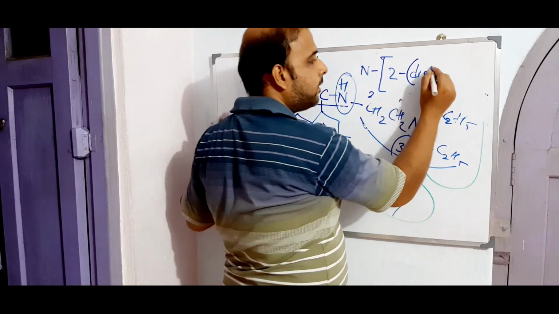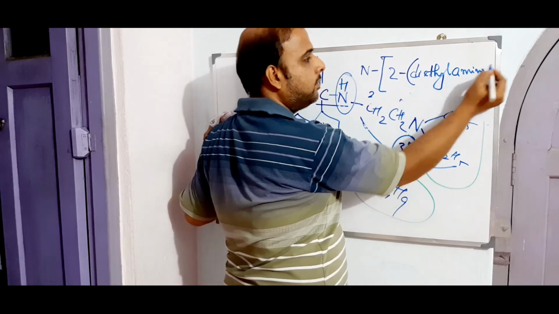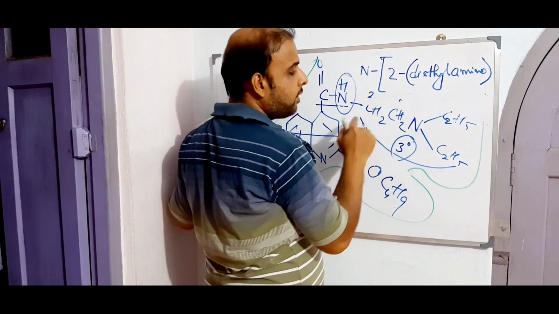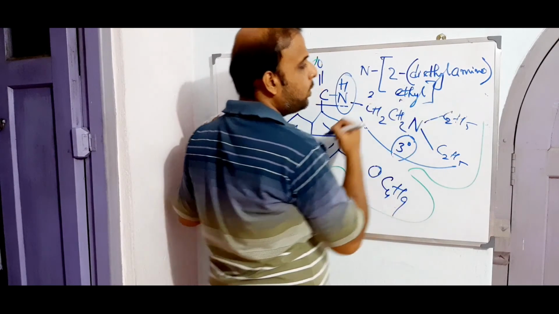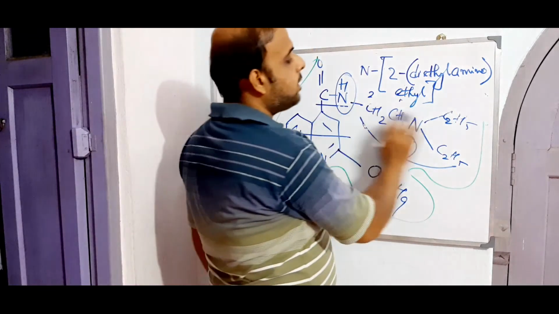Just write it off. Diethyl amino. We should close the bracket, and then 2 of what? 2 of ethyl, right? So likewise ethyl. Close the bracket. So we are done with this particular substituent.